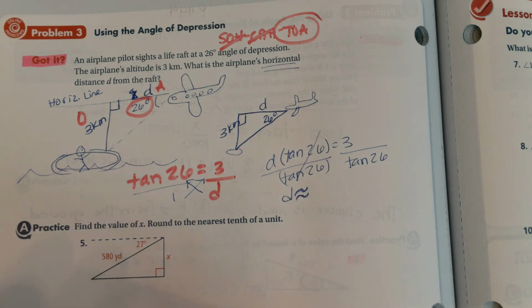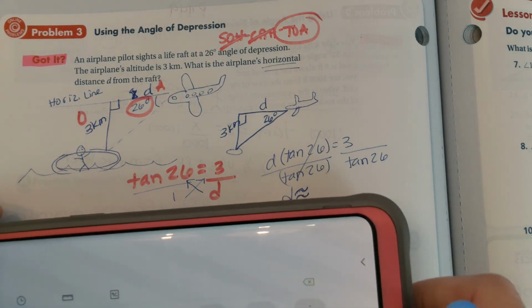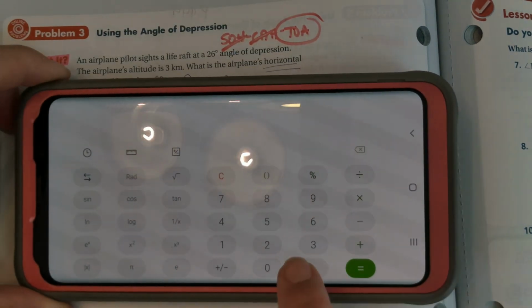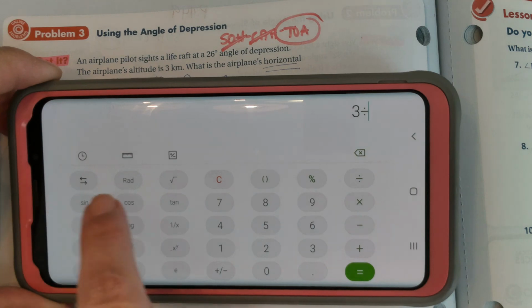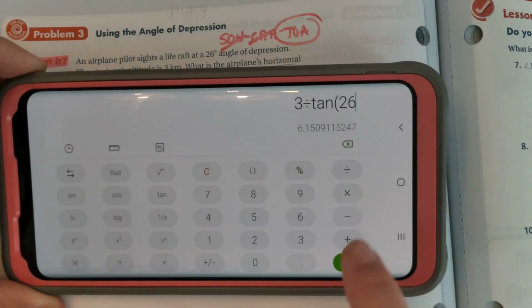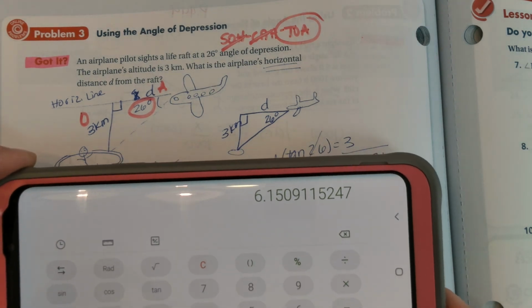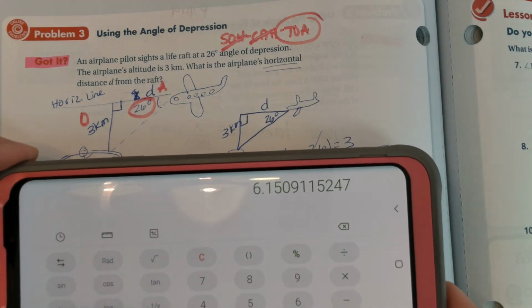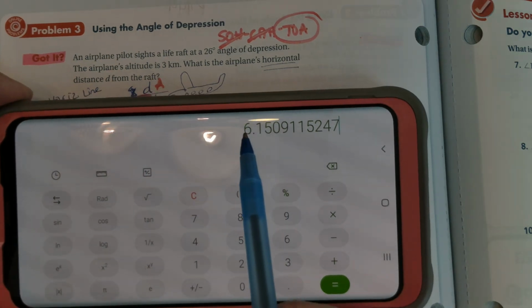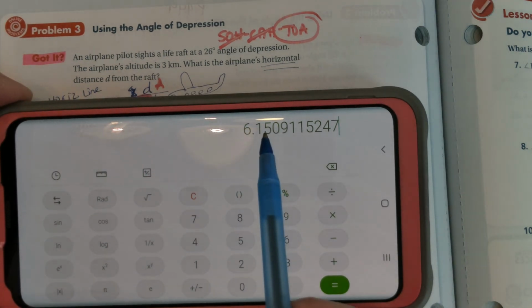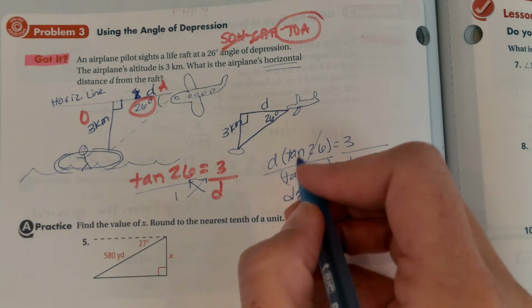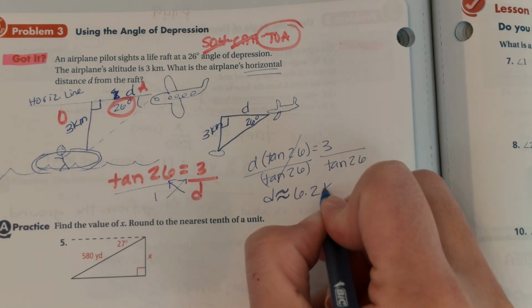Okay, so 3 divided by tan 26. Does it say what to round to? Okay, I'll just round to the tenth place again. So it's approximately 6.15. That 5 rounds up, so 6.2. So approximately 6.2 kilometers.